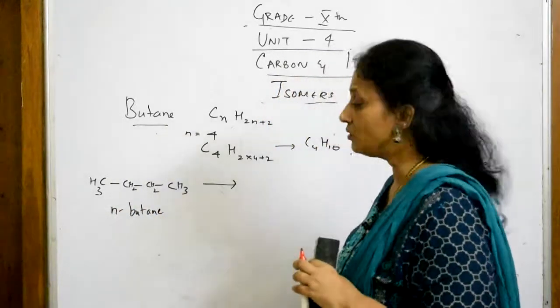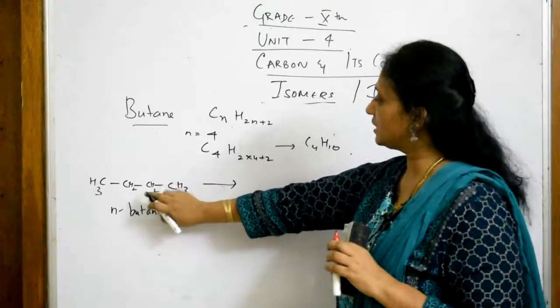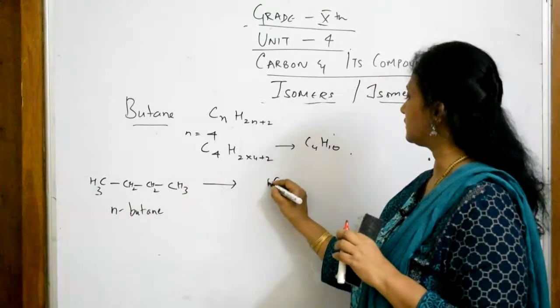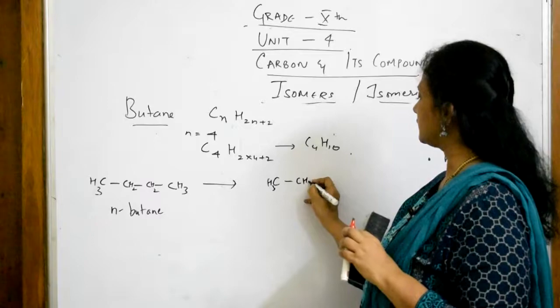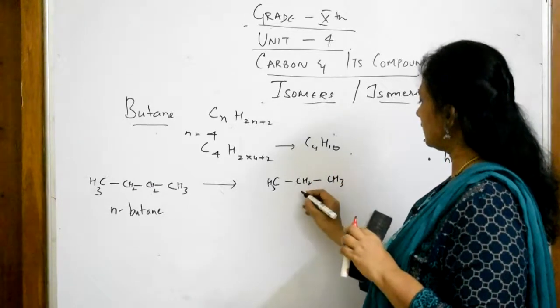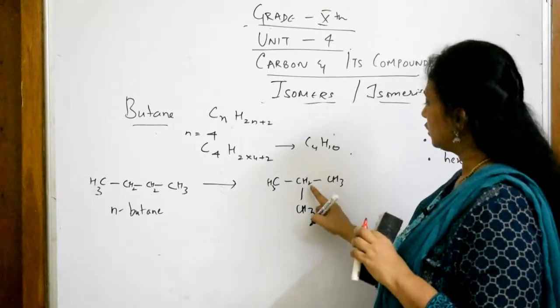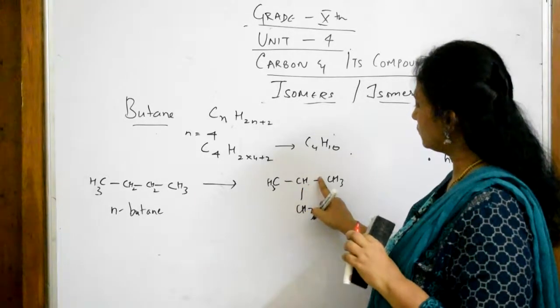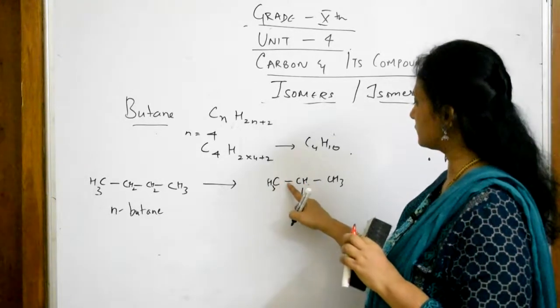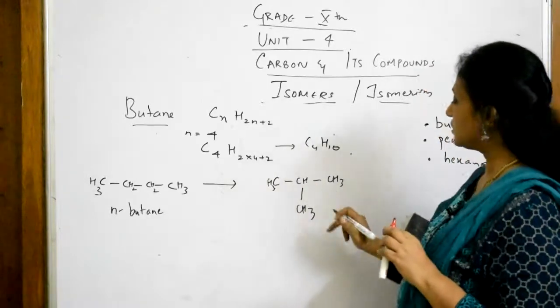Now what am I going to do? I am going to take that one thing, I am going to shift here. CH3, single bond, CH2, CH3 and CH3 is here. 1, 2, 3, 4. 3 plus 1, 4. What is the name of this?